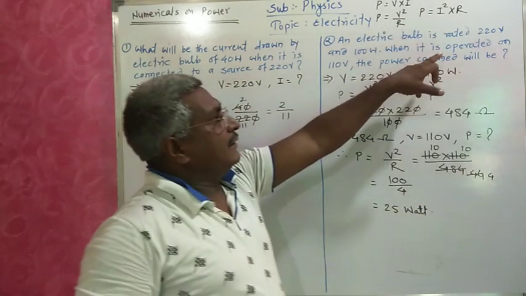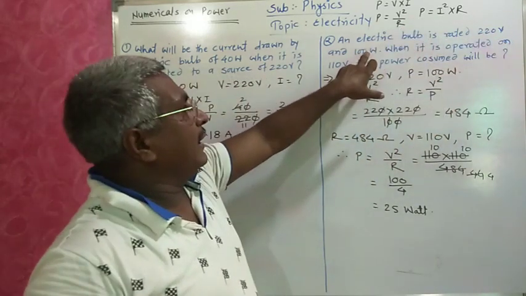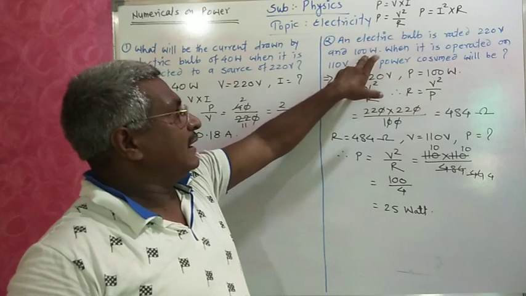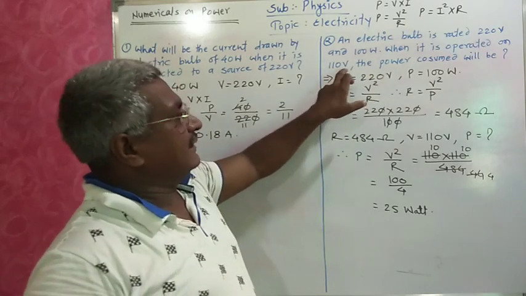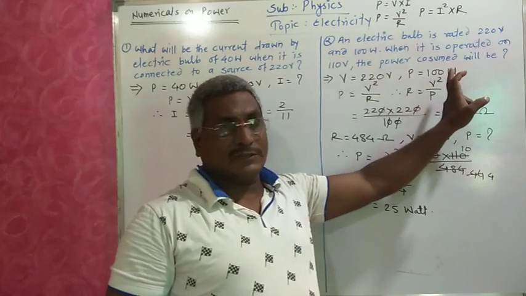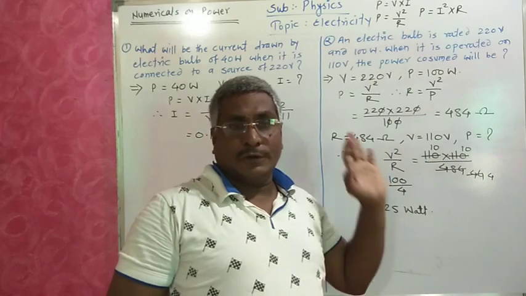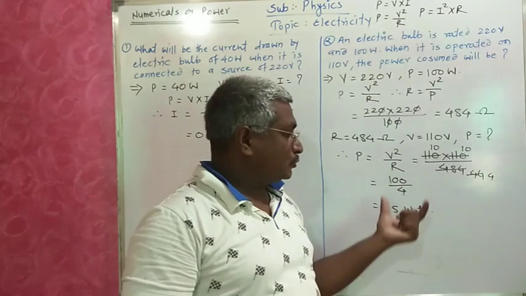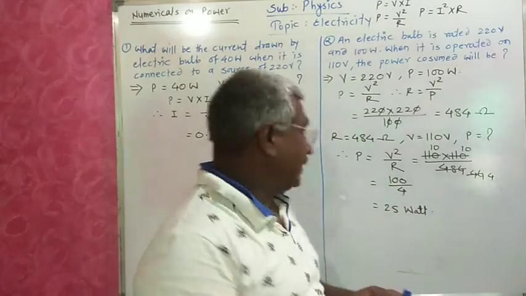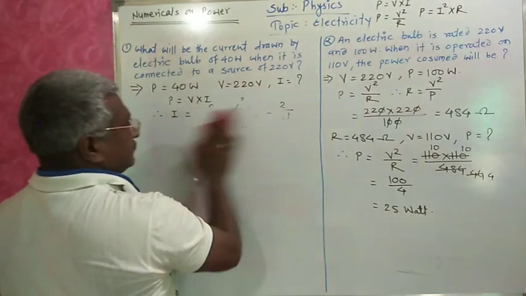So when the potential difference is 220 volt, the bulb is 100 watt, and when the potential difference is 110 volt, what is the power consumption? 25 watt. So students, understood how to solve this? Okay. Now we will go on to the next question. Third.